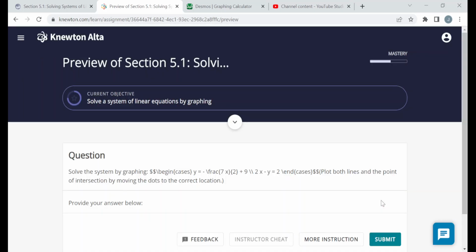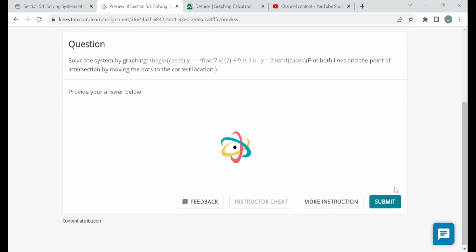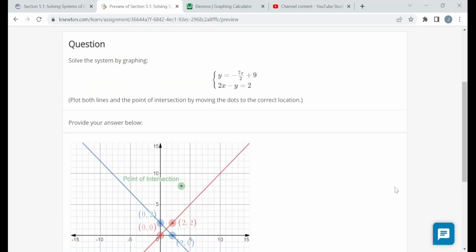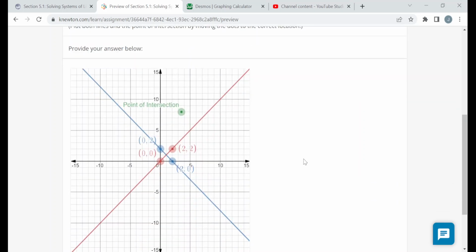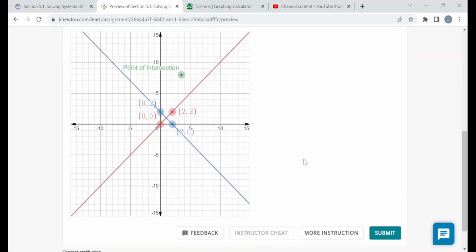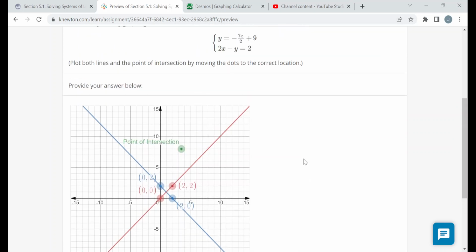Next. All right, so another one where we have to move points around on a graph. Now this one doesn't tell us whether red needs to be what or blue needs to be what. So I'm just going to do the same thing where red is the first equation, blue is the second one. So this has y equals negative 7/2 x plus 9. That would have a y-intercept of 0, 9, and a slope of negative 7/2. So I go down 7, right 2. That's 2, 2. That's perfect.